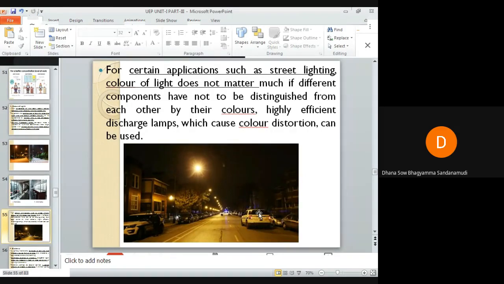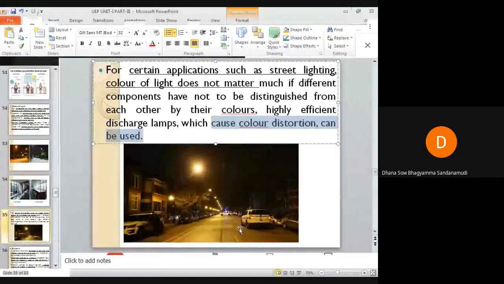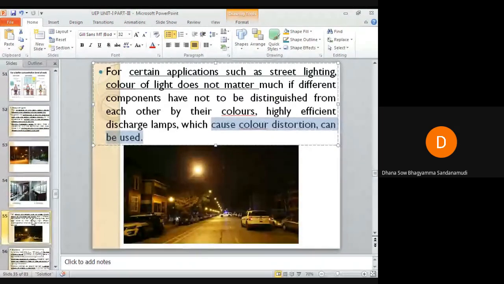Okay, so for certain applications such as street lighting, the color of the light is not of much importance, because we don't want to distinguish any object by its color. Therefore we can use any lamp which can give out light. That is more than enough. Even lamps which cause color distortion can be used for street lights. So this is about the color of the light.